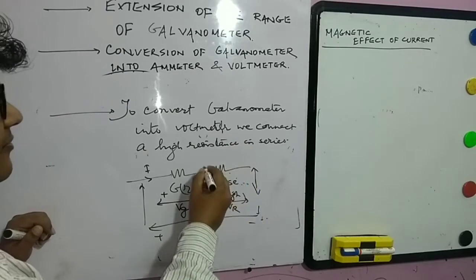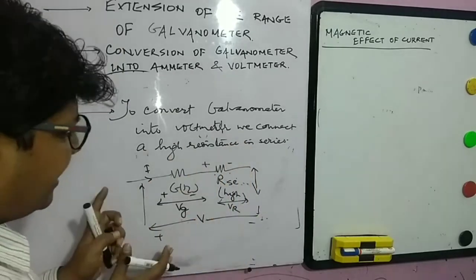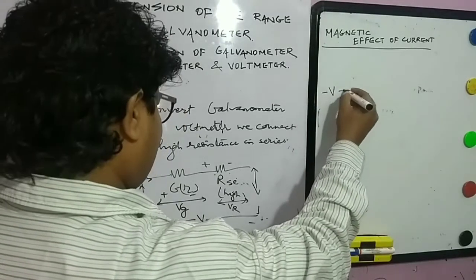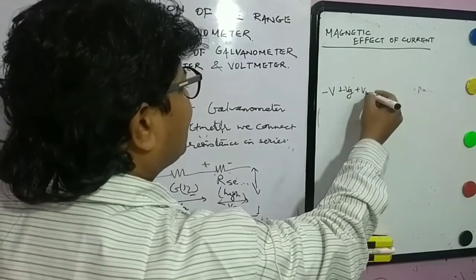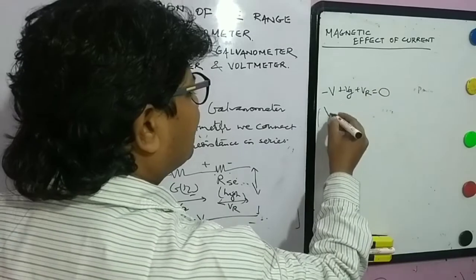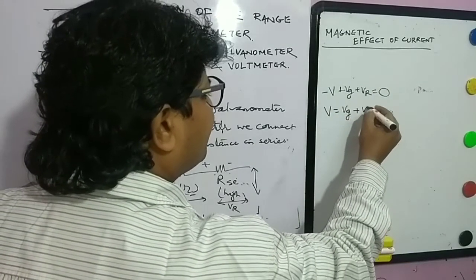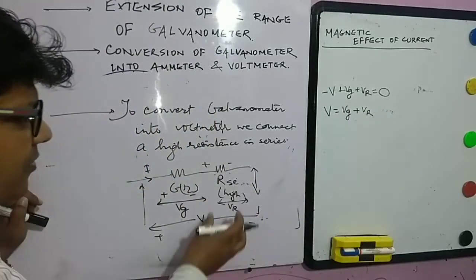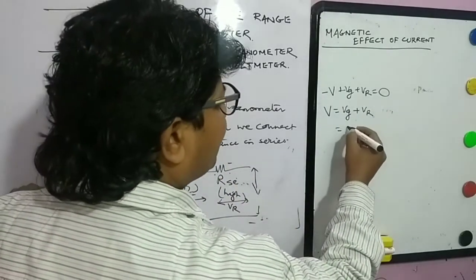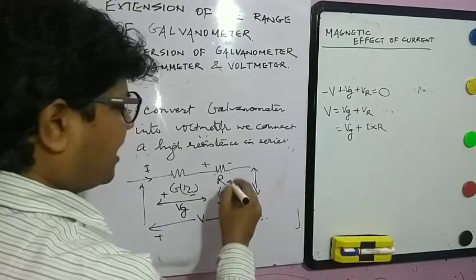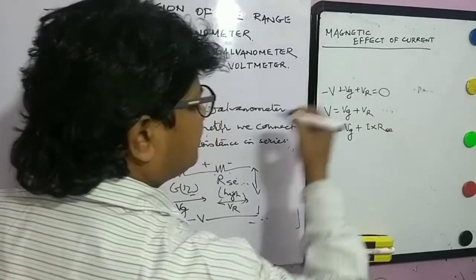If we are applying KVL, what we can write is: minus V plus Vg plus VR will be equal to 0. So V will be equal to Vg plus VR. What is the value of VR? VR is nothing but I into R. This RSE means high resistance, right?